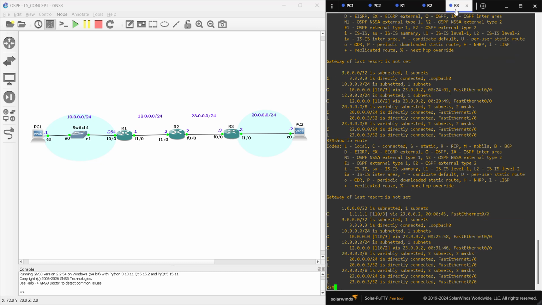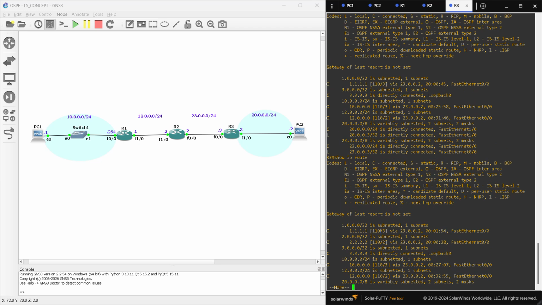Let's also go and check in R3. There was no information about R2's loopback, but now it is learning via OSPF by this network on this port.